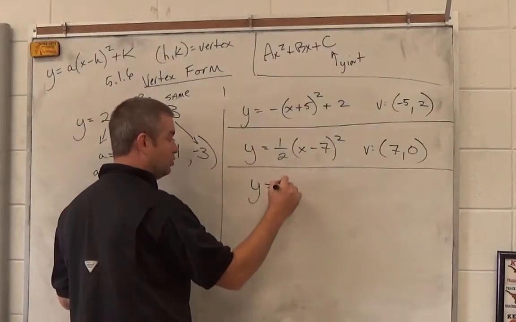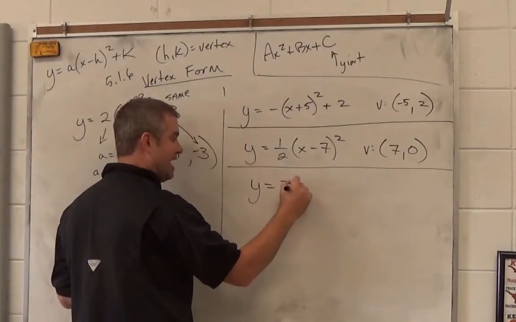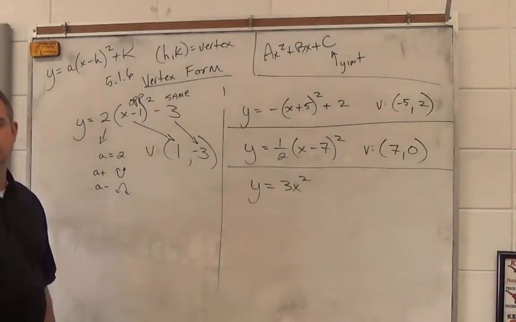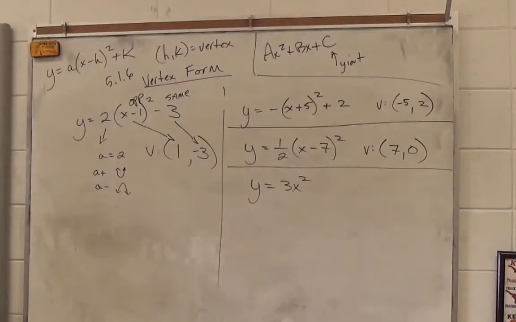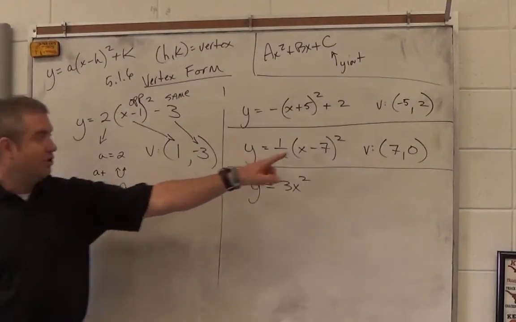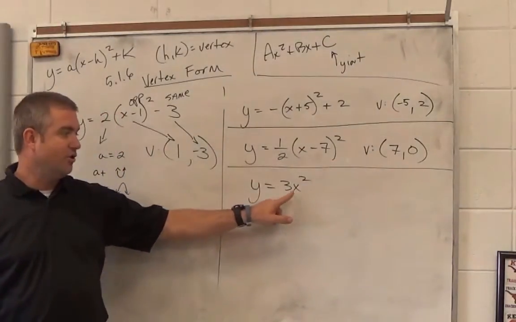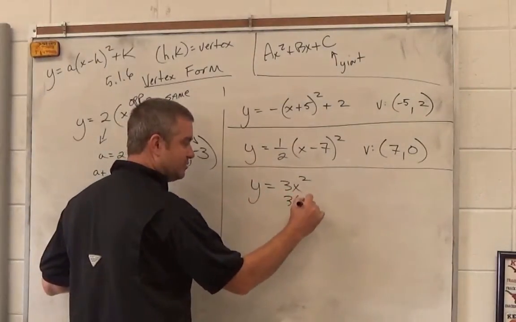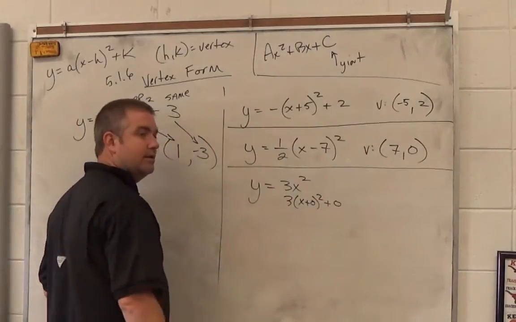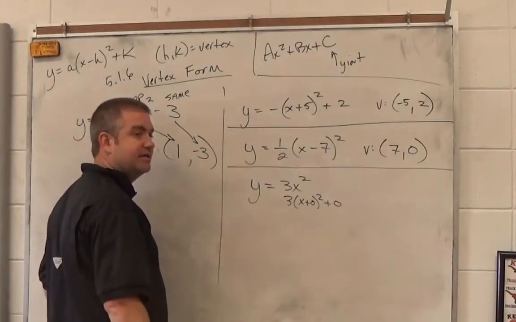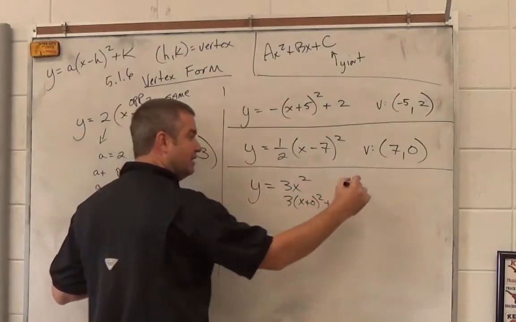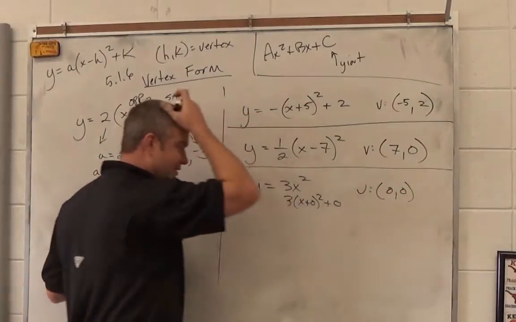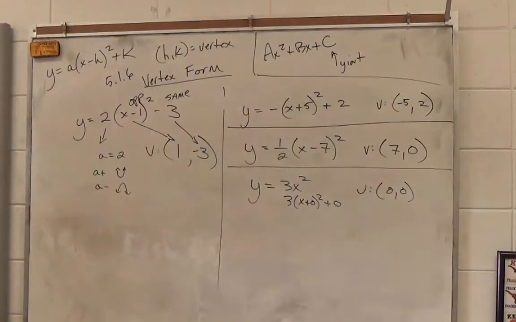All right, how about y equals 3x squared? Stumped you. Everybody said it was easy, and just like that, I stumped you. Is it the same thing? Well, you don't have a number on the outside, and you don't have a number on the inside. Could I rewrite this as 3(x minus 0) squared plus 0? Would this be equivalent? Yep, but you're not going to see it written like this. So the vertex is at 0, 0. What's the opposite of 0? 0.